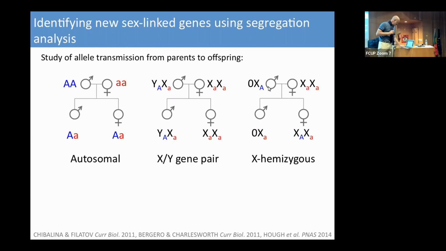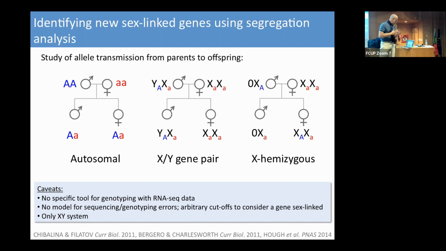We can also identify X hemizygous markers, in which the father is big A, the mother small a, and all the sons are small a, all the daughters big A, small a. So this is the hallmark of X linkage. These markers don't have Y alleles.